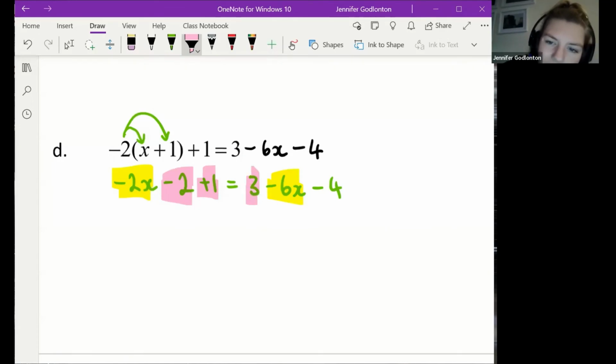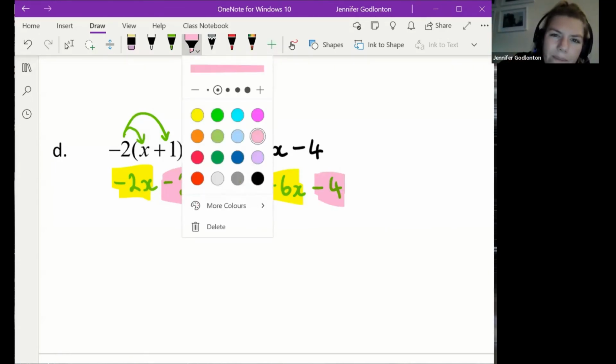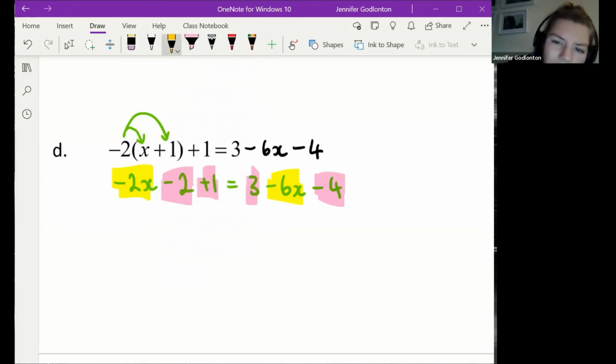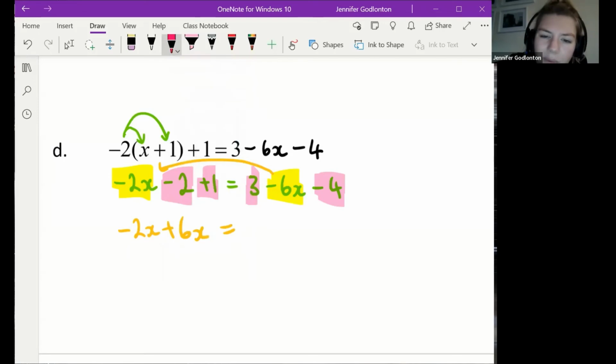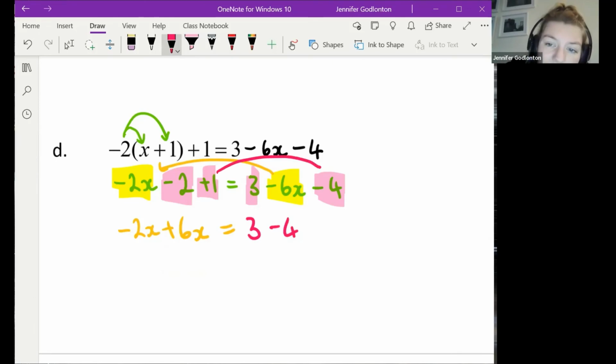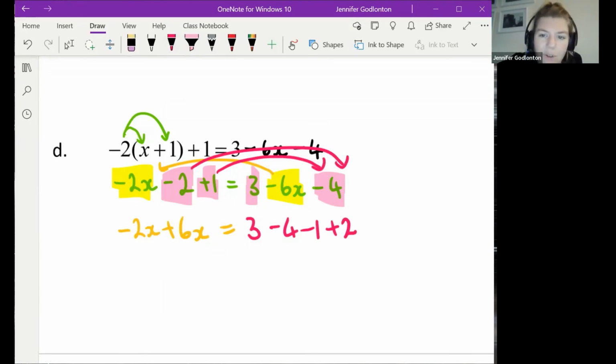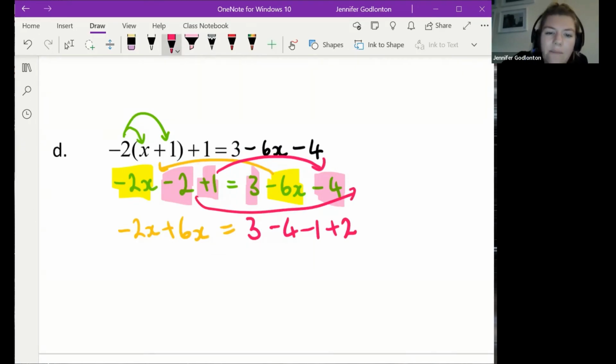And then I wrote it down as -2x plus 6x. Okay, so for everyone, we're moving that 6x over. So we're going to have -2x plus 6x equals 3 and -4. We're going to move that 1 over, so we're going to have -1, and we move the 2 over and have +2. And then it's going to be 4x equals 0, and then we divide 4x by 4 and 0 by 4, which means x is equal to 0. Nice. Well done, Kira.